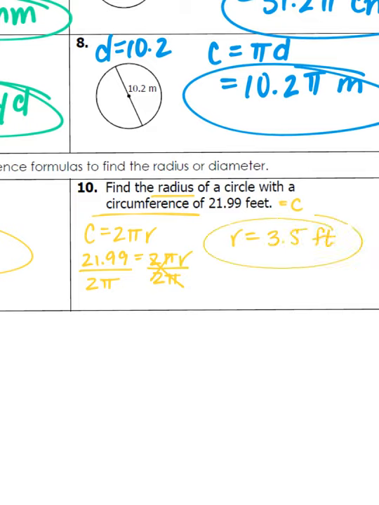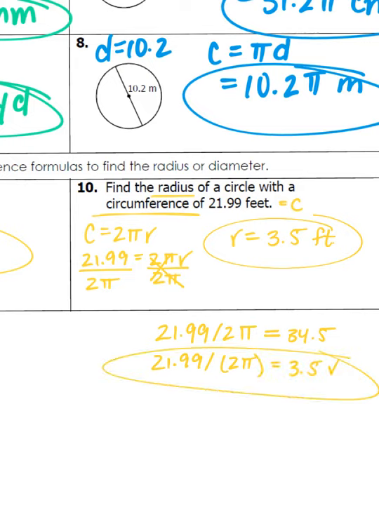Now you have to be careful when you're typing something like that in the calculator, because if you just type 21.99 divided by 2 pi, it's going to give you the wrong answer. It's going to give you 34.5. But if you do 21.99 divided by and put your 2 pi in parentheses, that's going to give you the right answer. So you need to make sure that when you're dividing by a denominator that has multiple things in it, you need to put that in parentheses, okay?